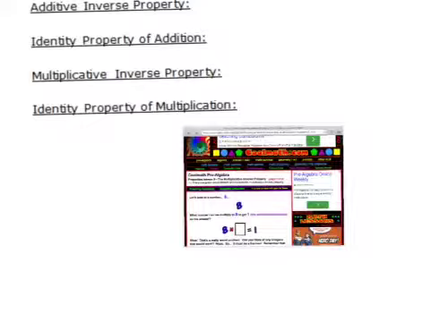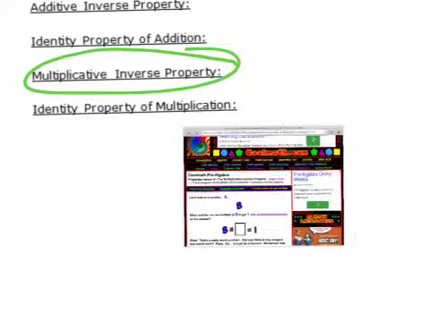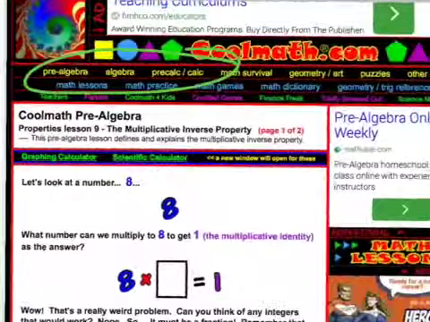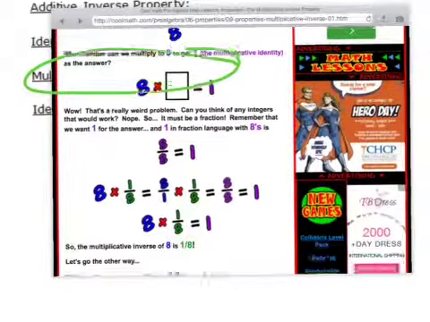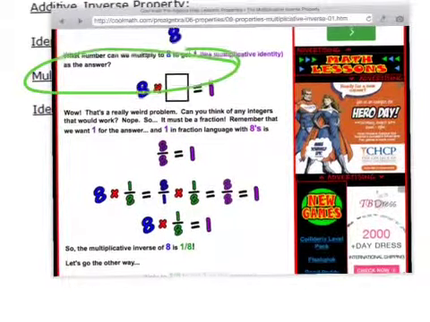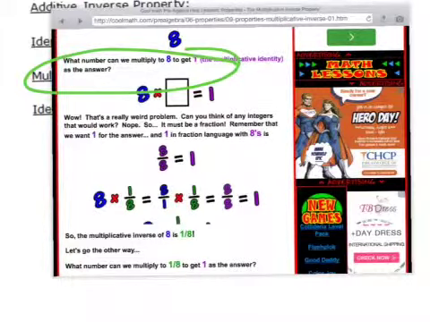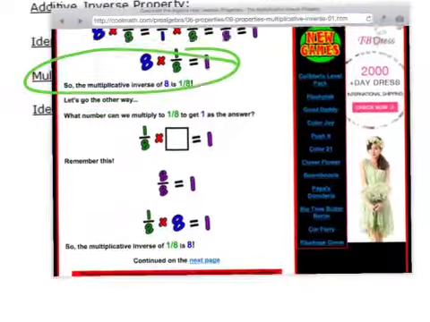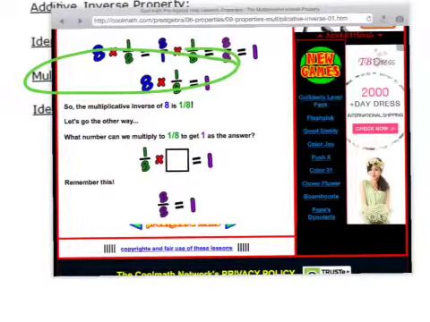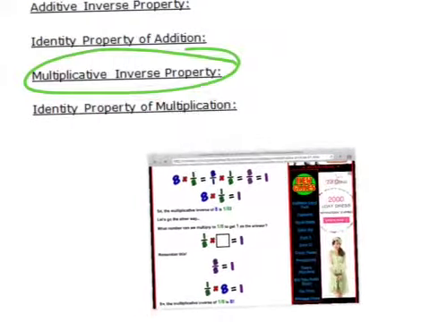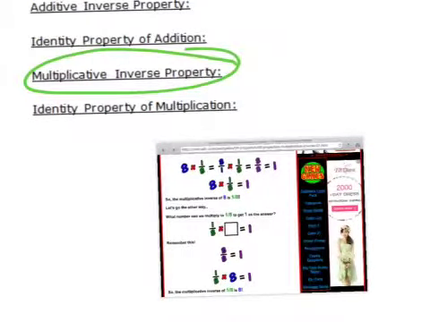Okay, our third property is the multiplicative inverse property. And so when we look at this one, we can see that there's a number that I can multiply 8 by to get to 1. And so we know that as the reciprocal: 8 times 1/8 equals 1. And so this is our multiplicative inverse. And the way that our students are going to see that in the classroom is anytime they're solving one-step equations that involve multiplication or division.